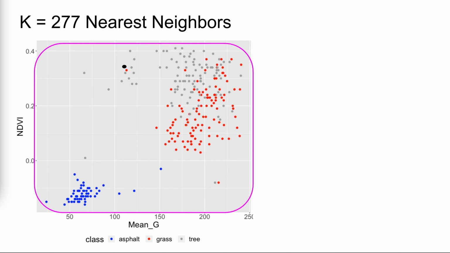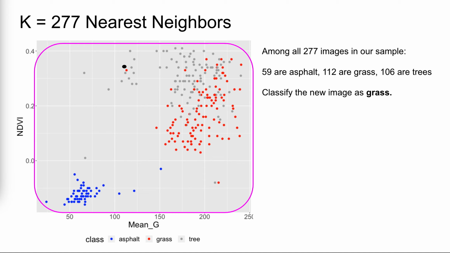Finally, suppose I asked you to classify our image using information from all k=277 nearest neighbors in our dataset. In this entire dataset, there are 59 asphalt images, 112 grass, and 106 trees. Since grass is the most common category, we'd then guess that our image is also of grass. And this would likely be a bad classification, since our new image is pretty squarely situated among images of trees. Mainly by considering such a large neighborhood size K, we're going to end up with an overly simple model that loses the local trends.